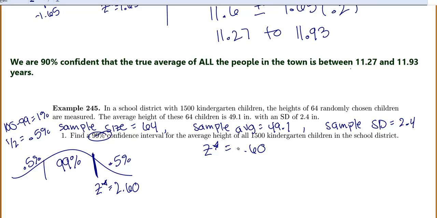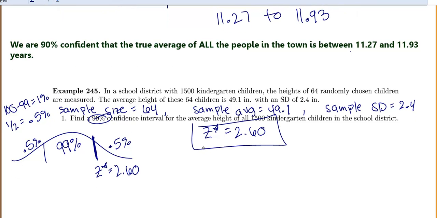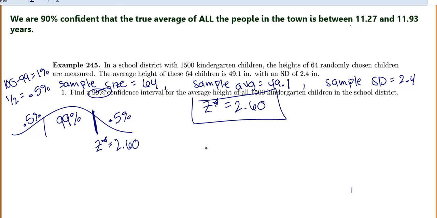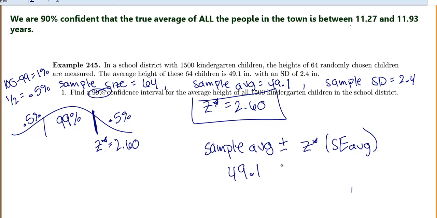And usually that's one of the hardest parts about finding your confidence interval. So now for our confidence interval, it's our estimate, so our sample average, plus or minus our z star times the standard error for our average. So my sample average was 49.1 plus or minus, and instead of just using 2 for our critical point for z star, we had to go find what it was because we wanted a 99% confidence interval now and not just a 95. So we had to go look up z star, and then our standard error.